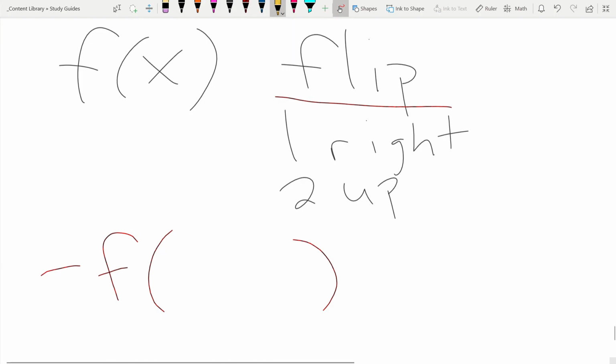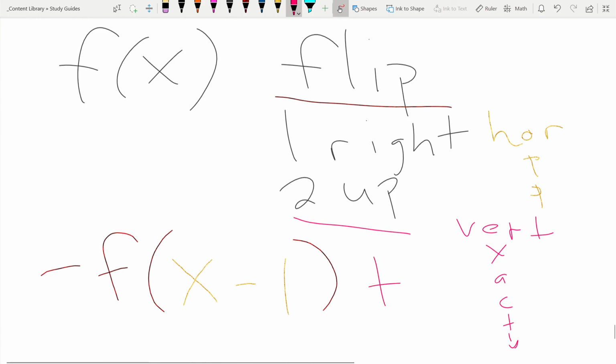1 to the right, that is a horizontal motion. So I have to be inside with the x, because that's who controls horizontal. Horizontal has an O in it, O for opposite. So not +1, but -1. And then finally, 2 up, that's not horizontal, that's vertical, so you're outside of the group. And when you're vertical, you do exactly what you would think. So if you want to go up 2, you do a +2.